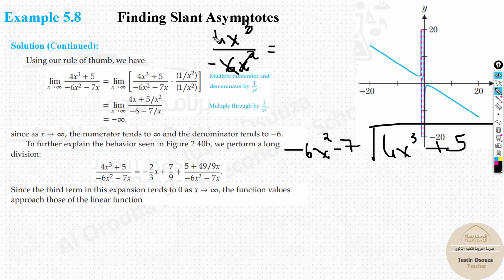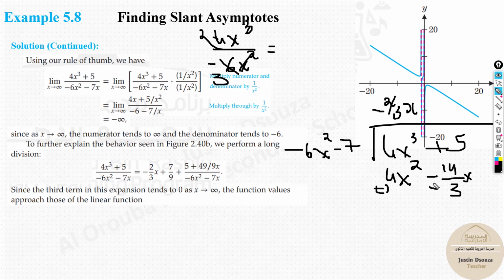It's x, and over here it is 2 by 3, minus 2 by 3. So first one will be minus 2/3 x. Now you need to multiply this, you will get this answer. Multiply minus 7 over here, it will be minus 14 by 3x. And now change the signs, this will be plus. The first one cancels, you're remaining with this over here, you need to add them both.